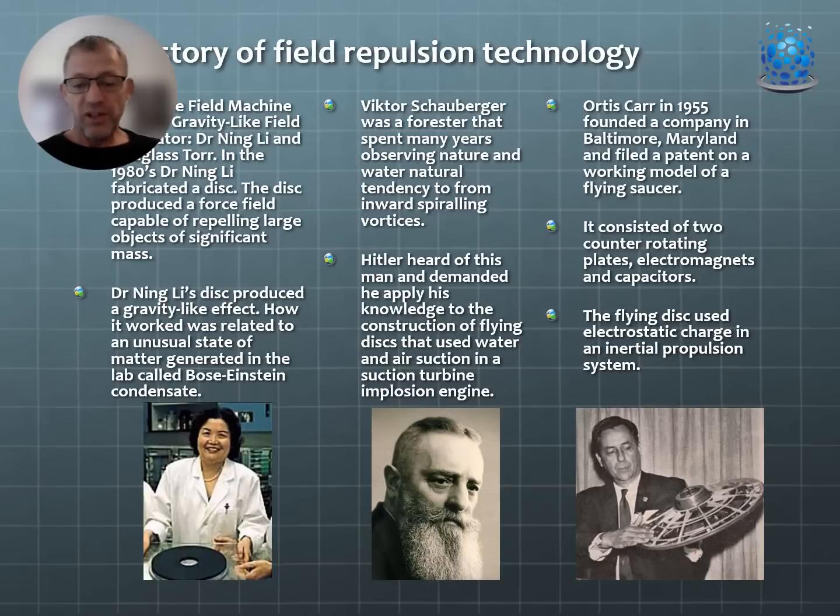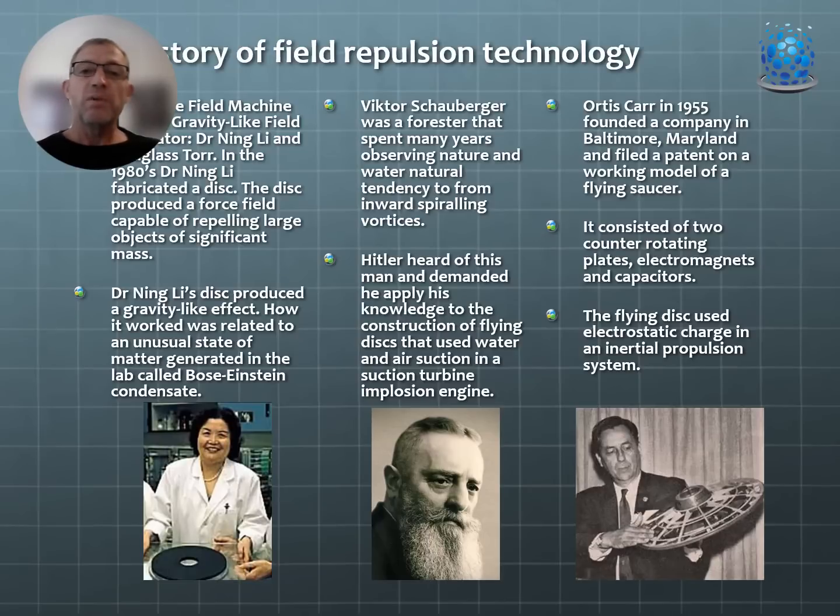Another figure in history people may be familiar with is Victor Schauberger. Now, he was a forester that spent many years observing vortices in nature and the way water tended to form these natural inward spiraling vortices. Now, during World War II, Hitler heard of him and apparently seconded him to apply his knowledge in the construction of flying disc technology using air suction and suction turbine implosion engines.